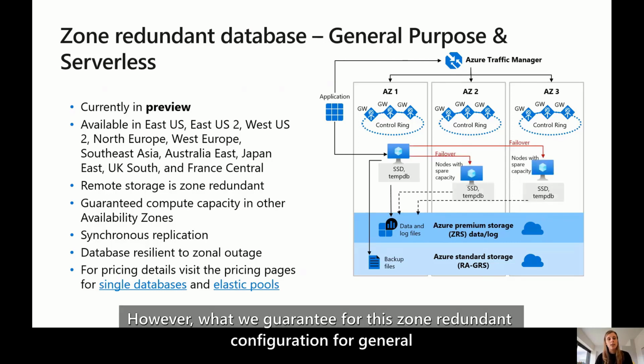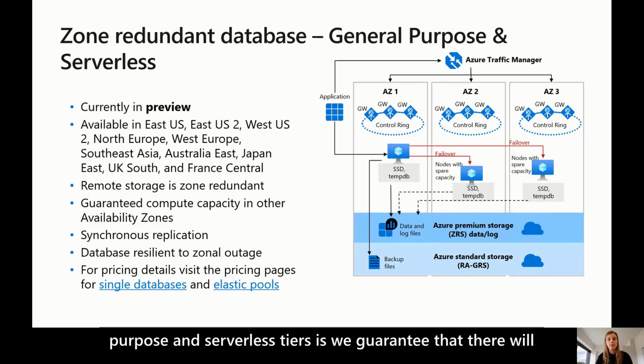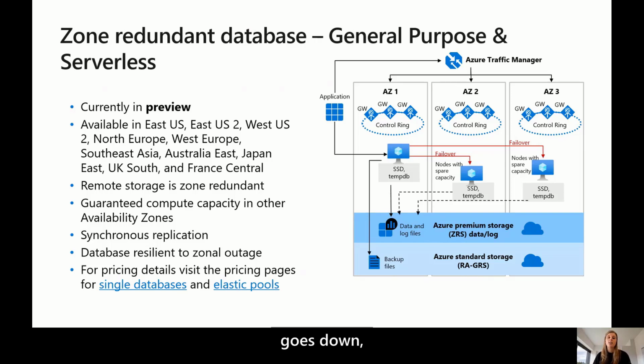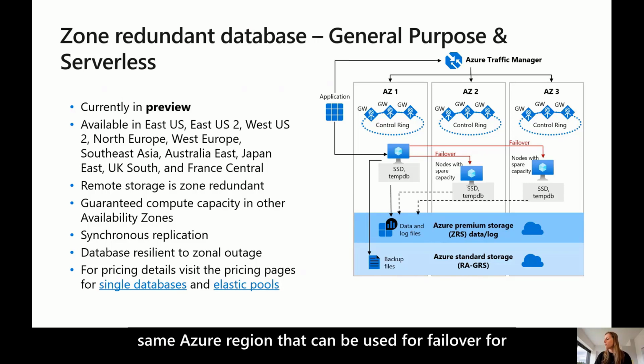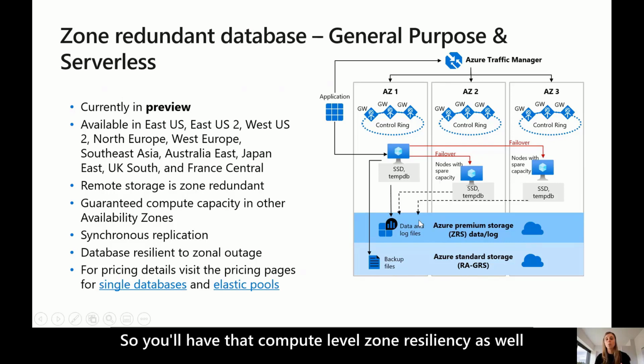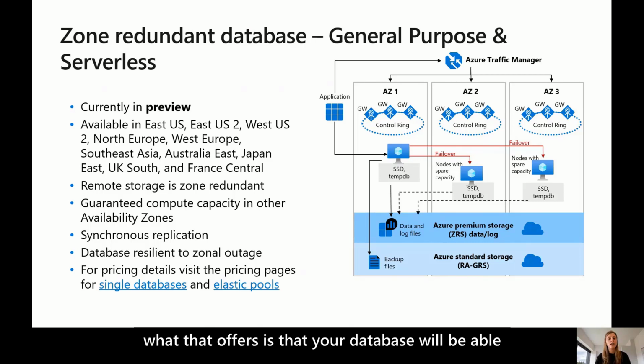However, what we guarantee for the zone redundant configuration for general purpose and serverless tiers is that there will be capacity for your database available in the other availability zones. So in the case that a whole availability zone goes down, you're guaranteed compute capacity in another availability zone within your same Azure region that can be used for failover for your primary compute replica. So you'll have that compute level zone resiliency as well as the zone resiliency with zone redundant storage for the remote storage. And the combination of these two offers that your database will be able to still be up and running in the case of a whole zone going down.